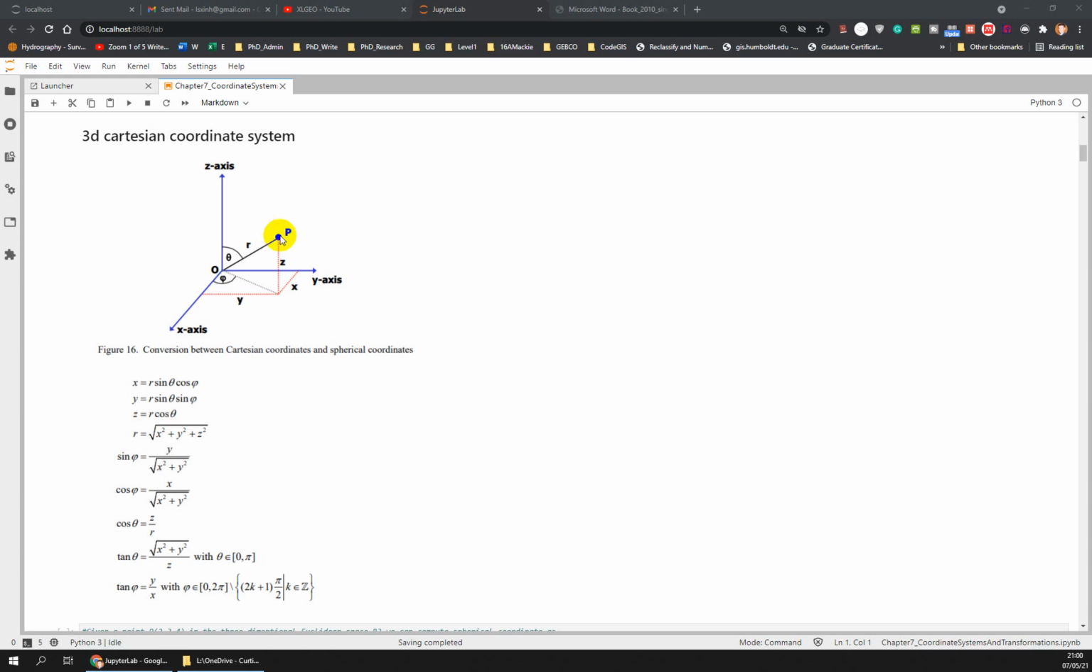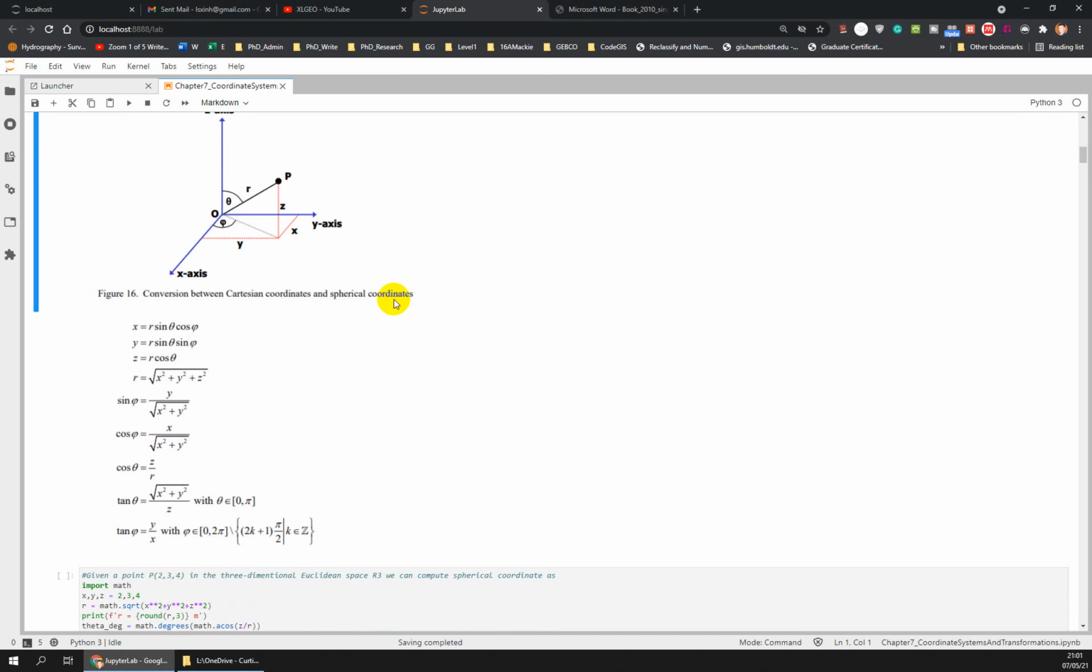Next, we're going to look at the 3D Cartesian coordinate system. So here is how we can convert between Cartesian coordinates and spherical coordinates. For example, if we have the distance from O to P, which is r here, and the angles theta and phi, we can calculate the 3D Cartesian coordinates, which are x, y, and z.